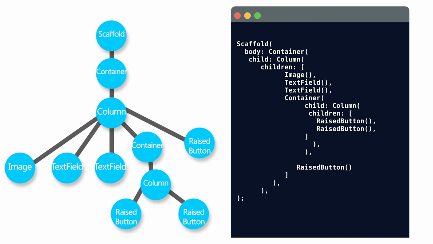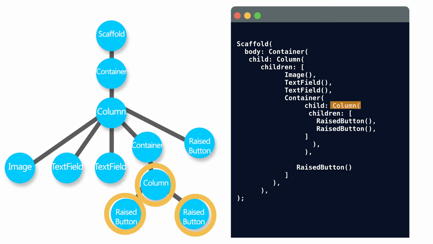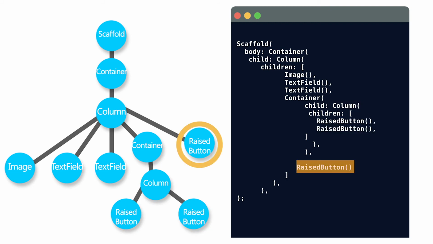Then inside container there is a column widget having 5 children, an image widget, two text fields and a container. Then this container widget again contains a column widget inside it and two raised buttons. And at last we have this sign up raised button inside this column. So this is how we will represent our widget tree in Dart code.